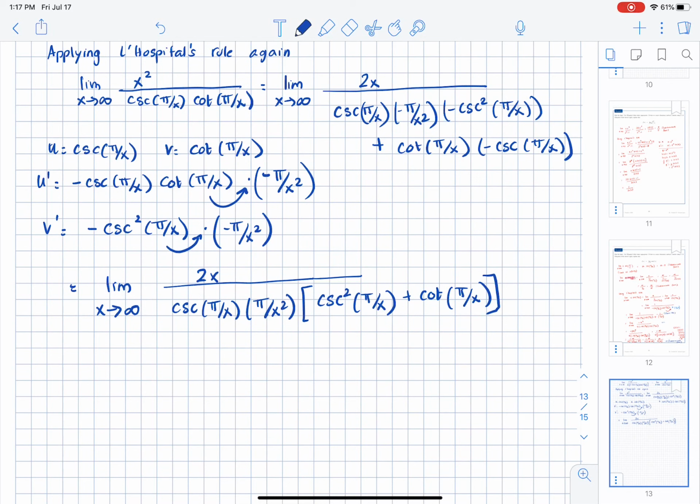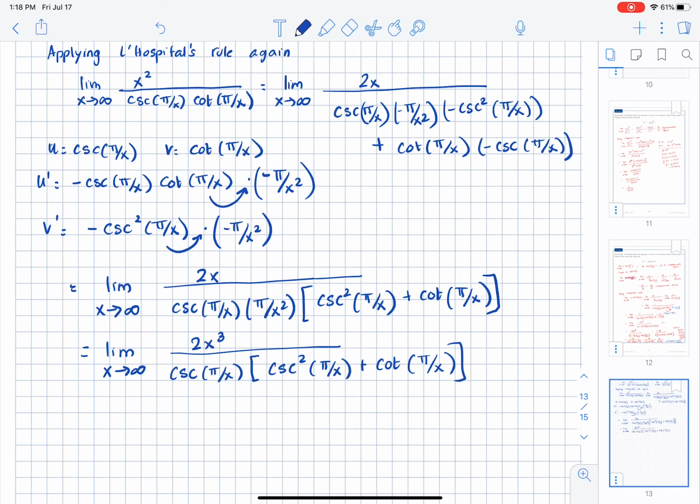We can move the x squared to the numerator. So the limit as x approaches infinity of 2x cubed divided by cosecant pi over x multiplied by cosecant squared pi over x plus cotangent pi over x. Apply the limit. The numerator would be infinity. The denominator is 1 over 0, that is infinity.